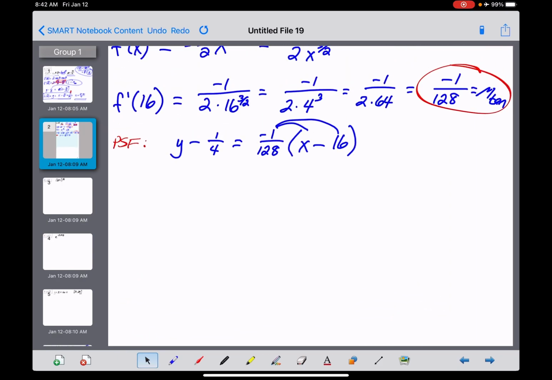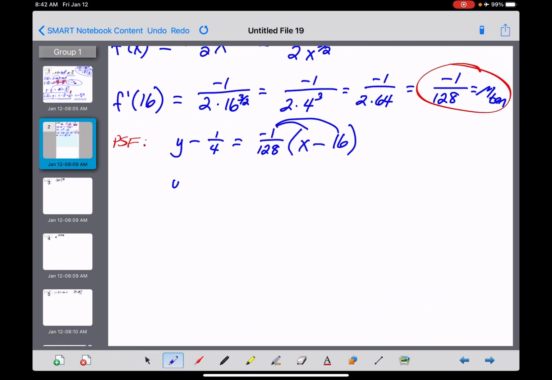Okay, there we go. And we're going to get y minus 1/4 is equal to negative 1/128x. And I've got a plus now, negative times negative. And let's see, 16 over 128. I think that's going to go in there 8 times if I'm not mistaken. So that should be a 1/8. Am I sure about that? 8 times 16 is 128. Yeah, that's right.